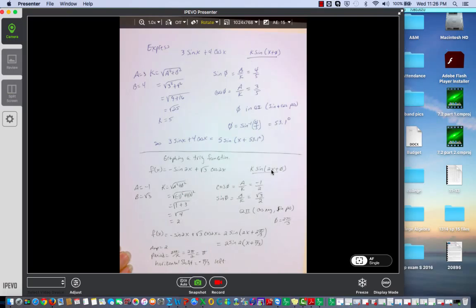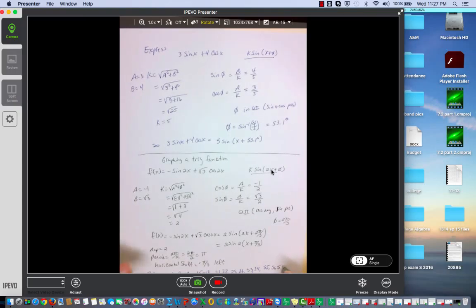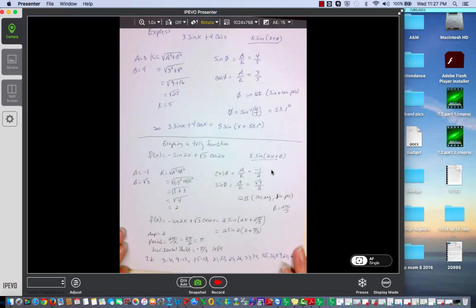All righty, so this was 7.2. So your homework is going to be 3 through 6, 9 through 12, 15 through 18, 21, 22, 25, 26, 33, 34, 55, 56, 59, 60, and 63. Let me scoot that up a little bit.